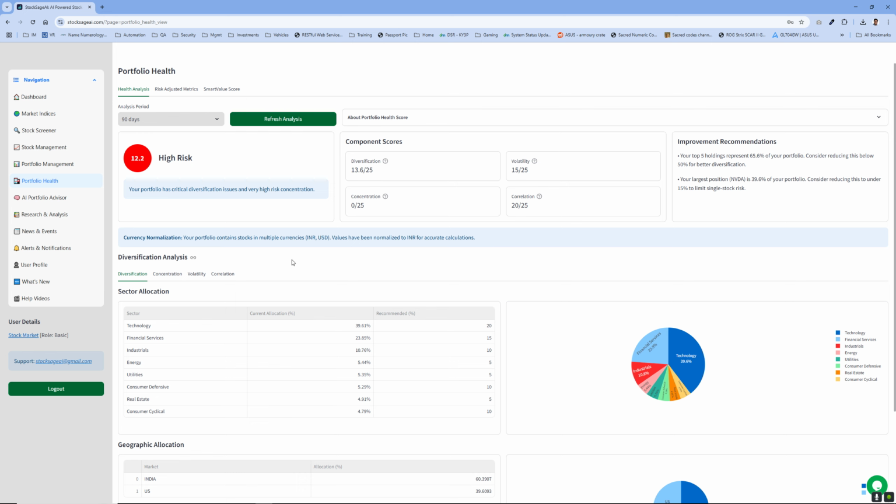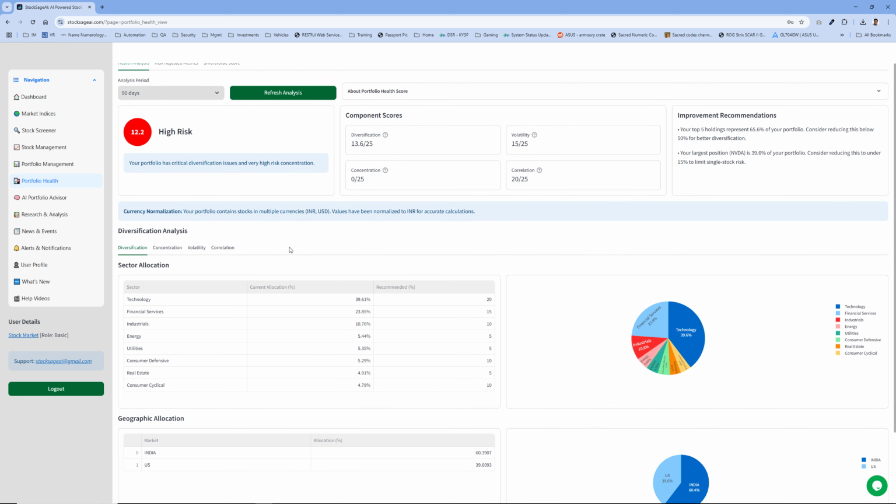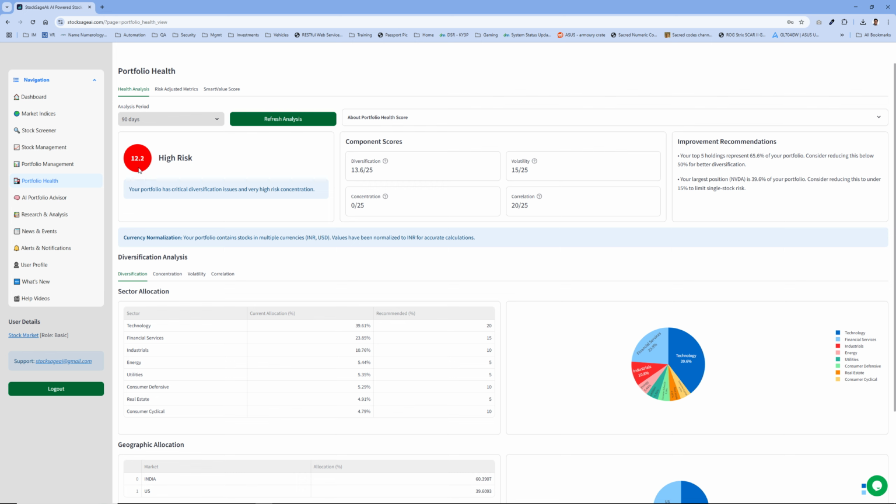So let's look at this example. We already have a portfolio created in the platform, and we're getting a risk score of 12.2 out of 100. And this scoring has been done on the basis of these four components, which I just discussed. The system gives us certain recommendations on how to improve these components, and we can go through those and use these actionable insights for the improvement.